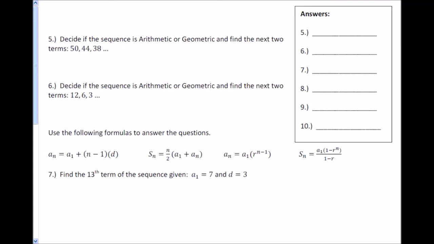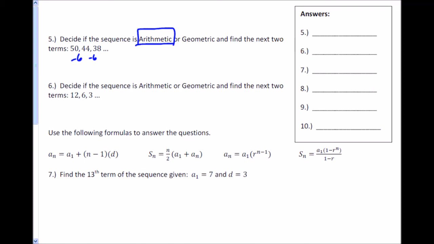Number 5, it says decide if the sequence is arithmetic or geometric and find the next two terms. So really we're just looking for the pattern here. In this one, it looks like I'm subtracting 6 each time. So if it's going down by the same value, I'm adding a -6 each time. That means this thing is arithmetic. So this one is arithmetic.